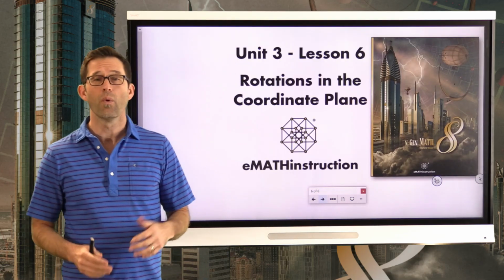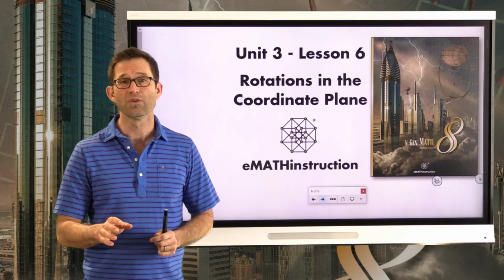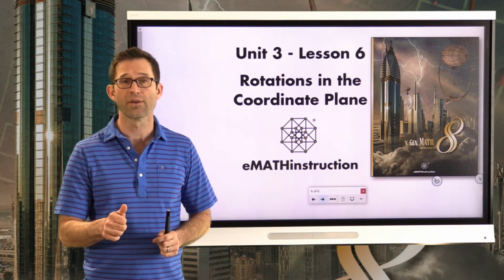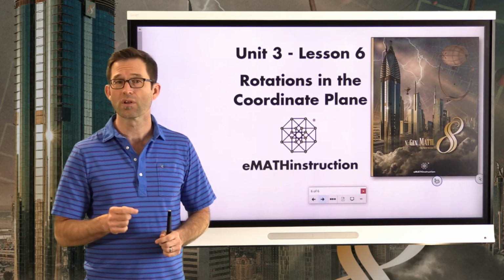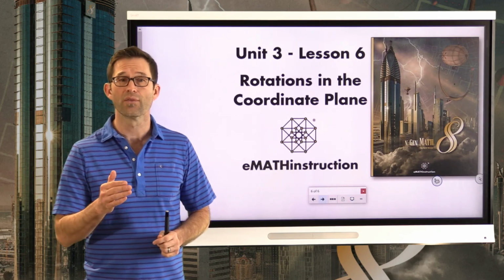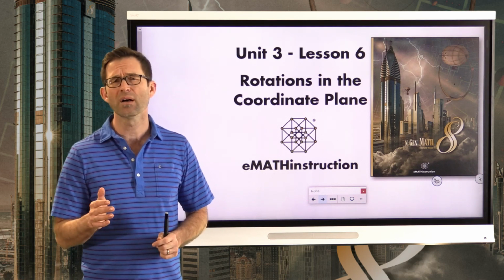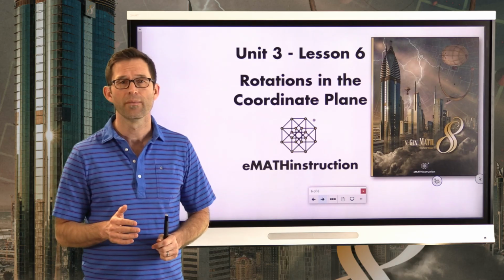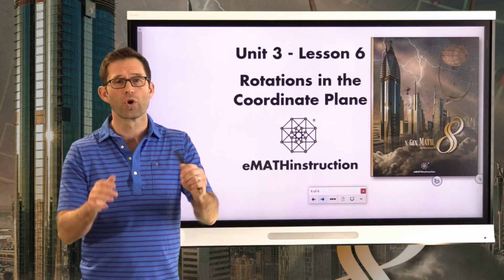So today, what we saw was rotating in the coordinate plane. And just like rotations in the Euclidean plane, we needed a center. In this case, it was the origin. We needed a direction of rotation, clockwise or counterclockwise, and we needed to know an angle of rotation. In the coordinate plane, those angles will simply be 90, 180, possibly 270, right? They will always be quarter turn increments.